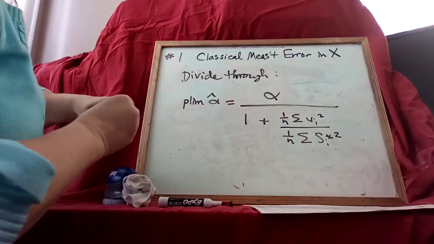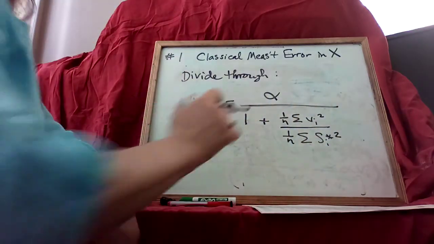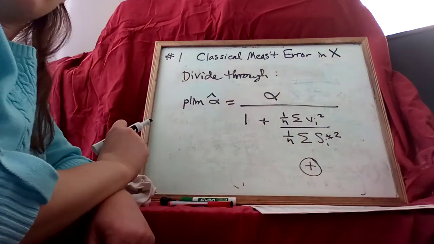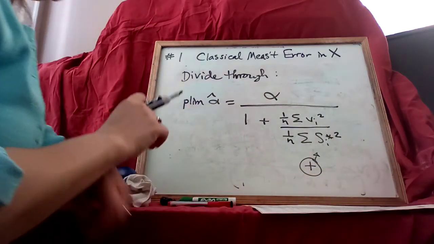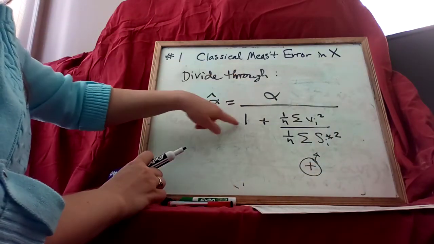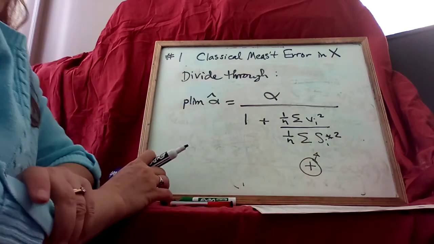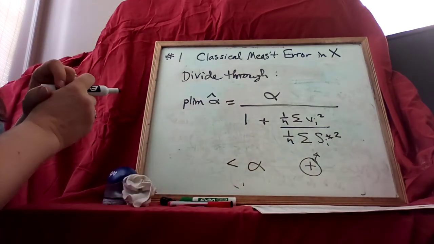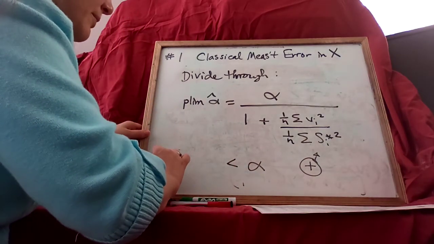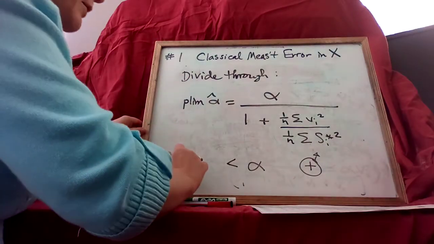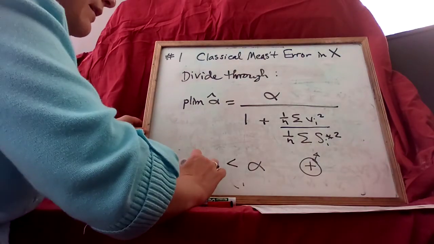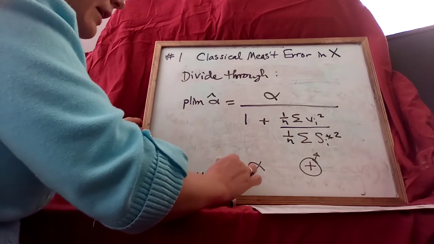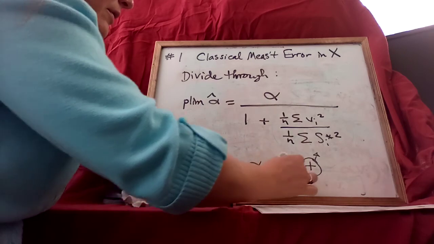This piece right here is, by necessity, because both pieces are squared, positive. So this thing is positive. What that means is this alpha over 1 plus something really is plus something. And so we've got something that is less than alpha. This gets us to the most important piece to remember about measurement error in X when it's classical, which is that the alpha hat that you get when you run the regression underestimates alpha.